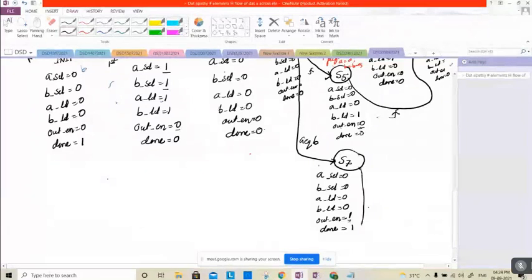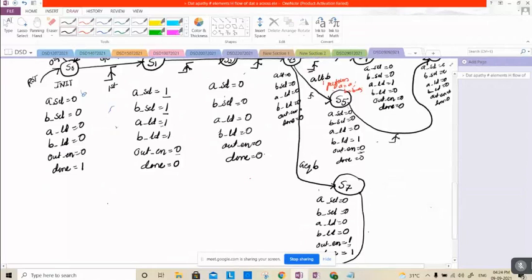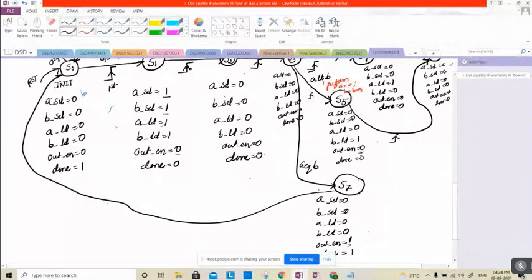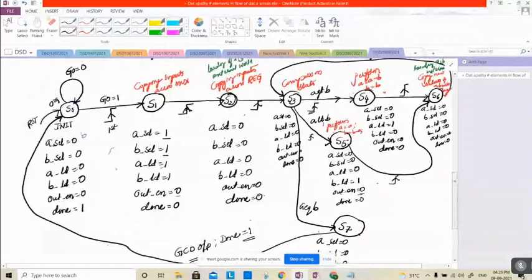Now after S7, so Dimple, listen carefully. Whenever we are giving the clock signal after S7, now I am going to get my output. Now here output will be generated. The GCD output comes. Done value will be equal to 1. This is all discussed in yesterday's class.